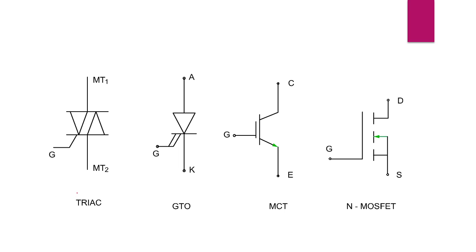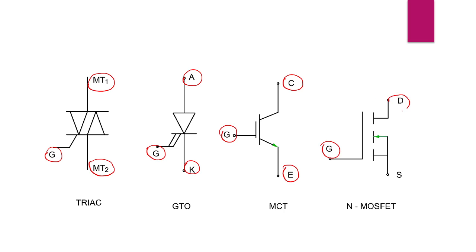These are the symbols. TRIAC has three terminals: MT1, MT2 and gate. GTO has three terminals: gate with two lines, one for the positive pulse and the second for the negative pulse, cathode, and anode. MCT: gate, collector and emitter. MOSFET has three terminals: gate, drain and source.